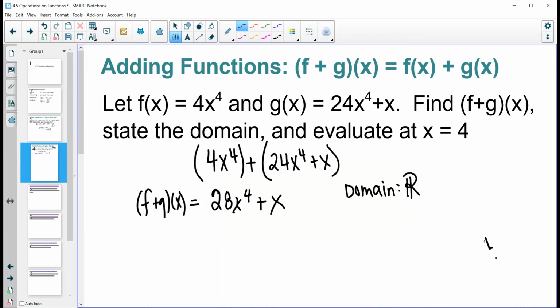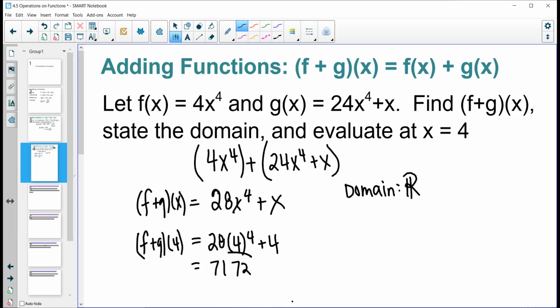Fantastic. Then the very last step that we have is we want to evaluate it at x equals 4, which means we'll put a 4 in here. So f plus g at 4 is equal to 28 times 4 to the 4th plus 4. Let's take a look at what this is going to end up being. So 4 to the 4th power is 256, and that times 28 is going to be 7,168, plus 4 more gives us 7,172. Awesome.